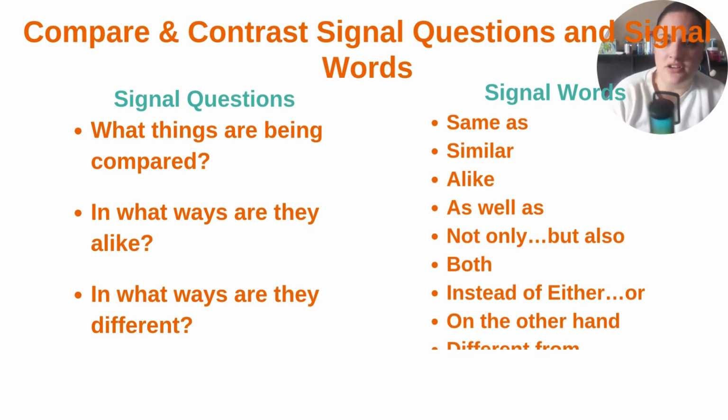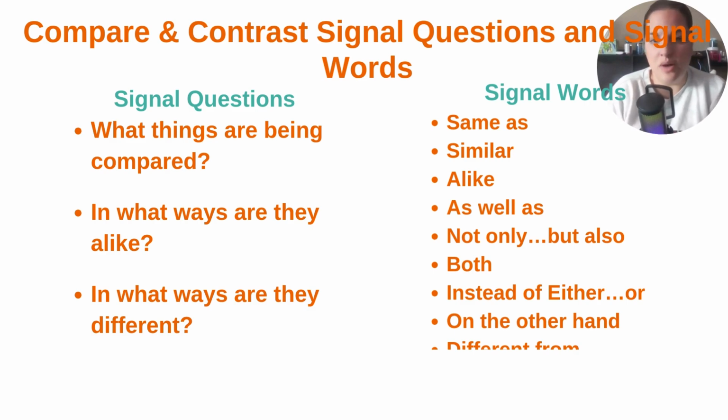So again, we're going to have our signal questions and our signal words. Remember here, we are talking about how two or more things are related. Are they the same? Are they different? So when we look at our signal words, they're all going to have those buzzwords: alike, same as, similar, as well as, not only, but also, right? We're comparing two things, but then also maybe something might be different. Both, on the other hand, different from. All of these words are going to give you a clue as to what we are dealing with here.